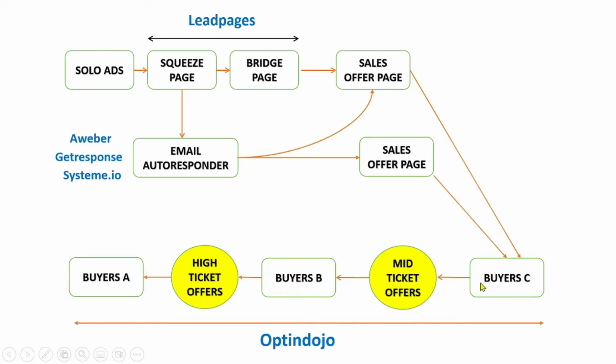And from there, you can promote mid-ticket offers to build buyers B. And from there, you can promote high-ticket offers to build your buyers list here. So you can see Optin Dojo is almost omnipresent everywhere in our online marketing business. That's why we call it the central command system of our online business. So if you are going to use solo ads as your traffic, then Optin Dojo is the number one important tool that you will ever need.